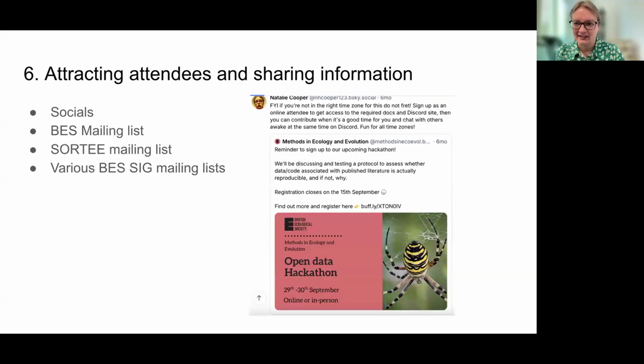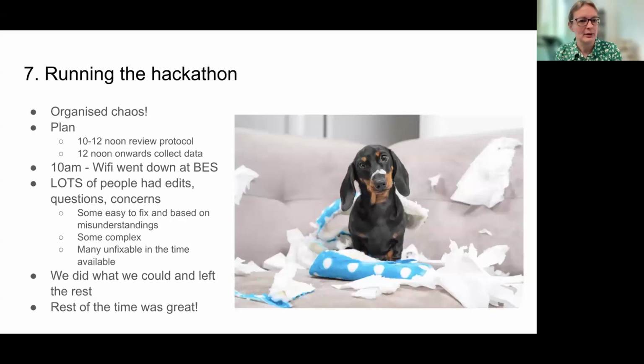In terms of attracting attendees, I'm sure everybody's noticed that getting people to sign up to stuff has gotten much harder since Twitter has kind of died and nobody's using that anymore. We did try socials, so we shared this via Instagram and Blue Sky and things like that. BES sent it out on their mailing list. Sortie sent it out on their mailing list, and various special interest groups the BES sent it out. So, we obviously were reaching the right people because we had so many people sign up. But I know it's getting harder to attract people, especially if you're looking for advanced people.